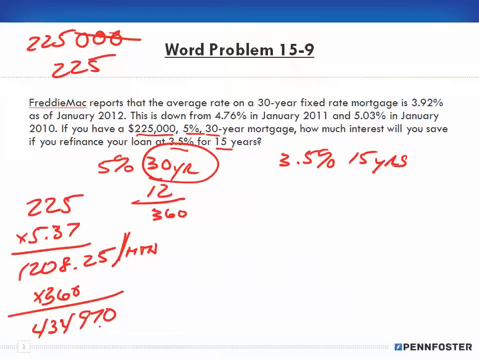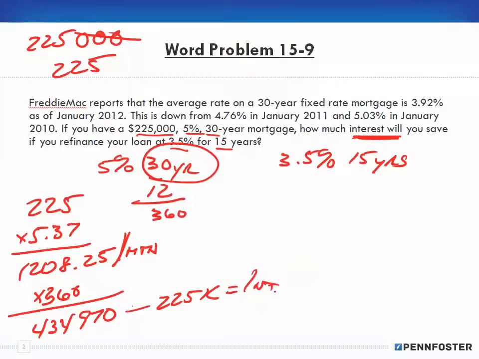$434,970. Now, remember, it's asking us how much interest we will save. The amount of interest is the total amount that we paid, minus the $225,000 in principal. That'll give us our interest.